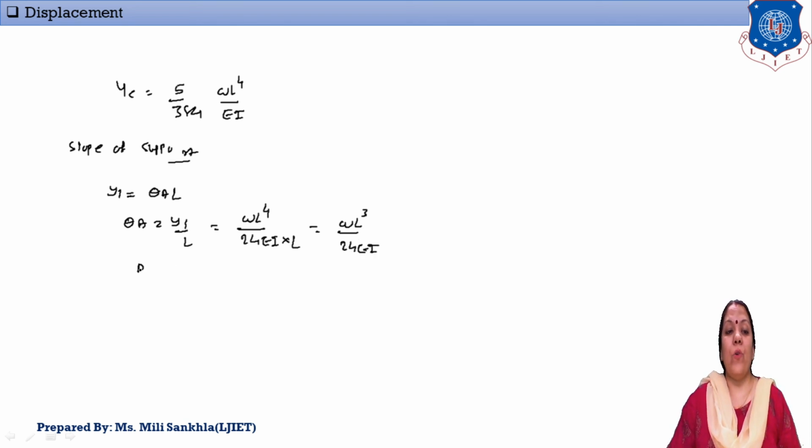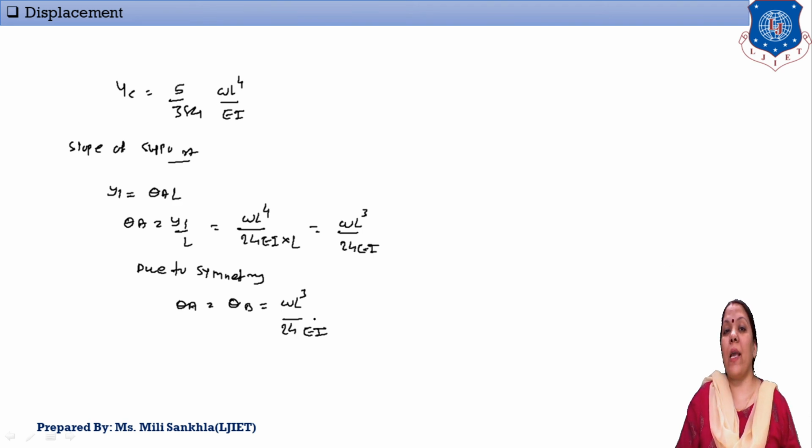Now due to symmetry, theta A is equal to theta B, because the simply supported beam is subjected to UDL on the entire span, and that is equal to WL cube by 24 EI. Here our example of the moment area method for a simply supported beam subjected to UDL on the entire span is complete. Okay, we stop here.